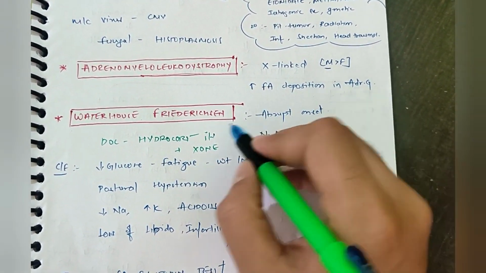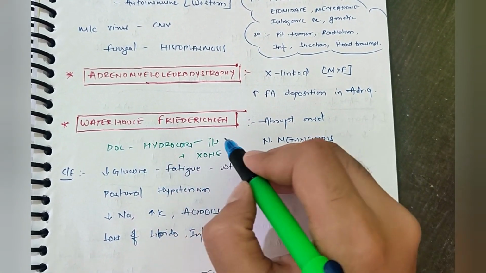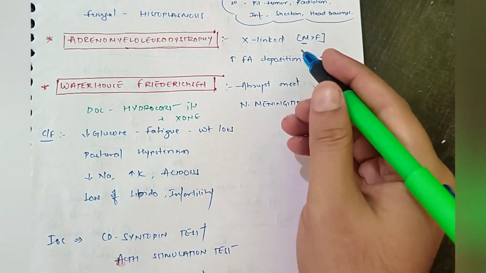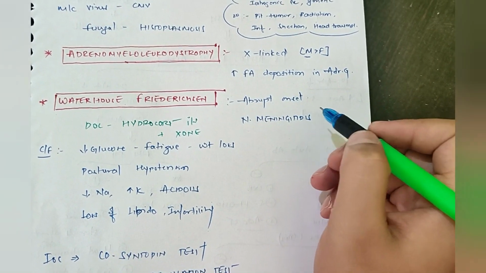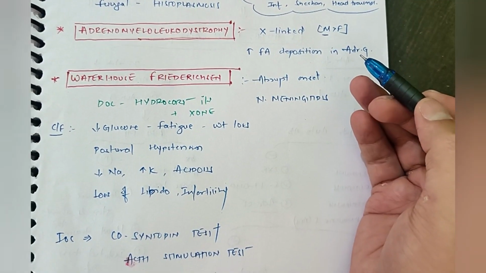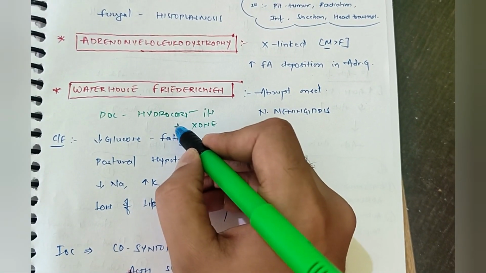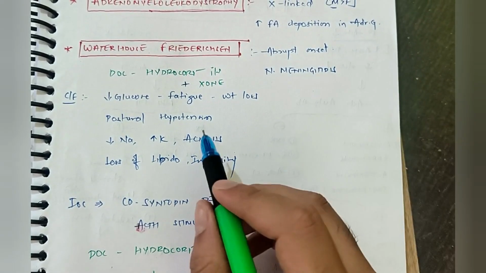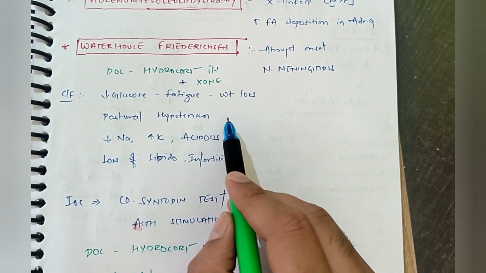And there is something called Waterhouse-Friderichsen syndrome. As we all know, it's because of Neisseria meningitidis, that is meningococcal infection. In this, there is an abrupt onset and it is very severe. So the drug of choice is IV hydrocort, in children, plus antibiotics like ceftriaxone.